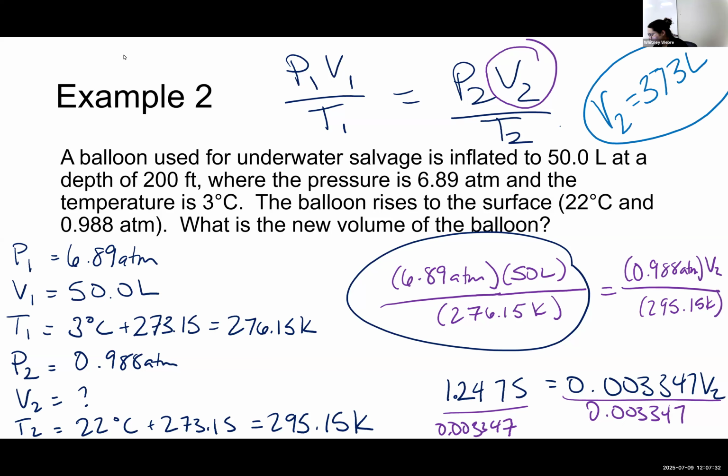I also want to point out that those units do cancel. So the atmospheres will cancel and the kelvins will cancel when you do all that math out. So you're going to be left in the units that your volume was originally. So it'll be 373 liters. Double check my math and make sure that you are also able to calculate this.